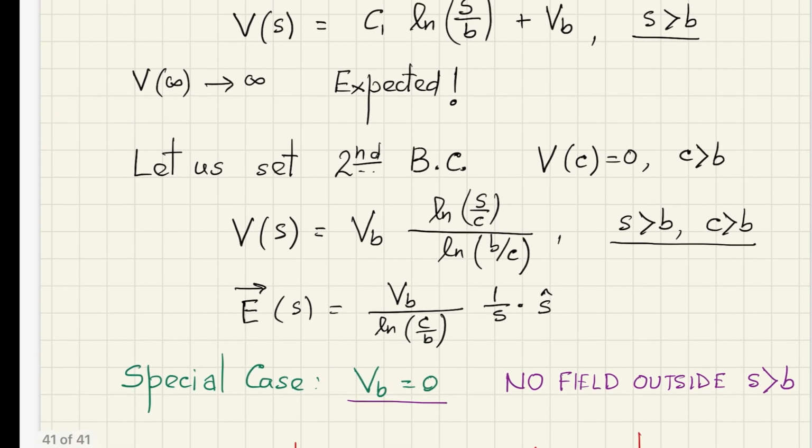So suppose I take the special case of VB equal to 0. Obviously, there will be no field. VB is 0, then there is no electric field. So no field outside, S greater than B. This is what we expect. If there are two concentric, let's say, cylinders with fixed voltage, and outside is Earth, then all the electric field is confined to inside the concentric cylinder. It is not outside, it is in the annular region between VA and V equal to 0.